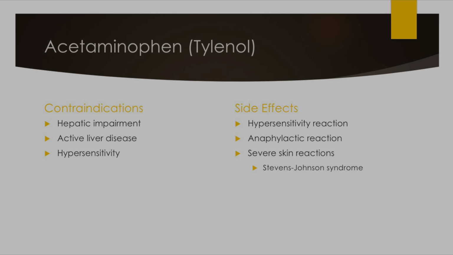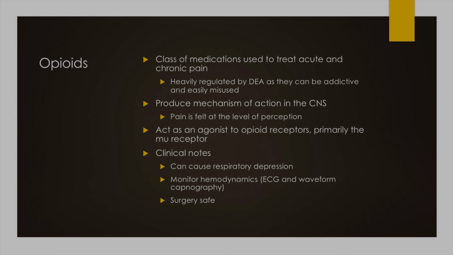Finally, acetaminophen's major risk remains hepatic toxicity, typically seen with high doses, chronic excessive use, or acute overdose when toxic metabolites overwhelm the liver's detoxification pathways. The takeaway is that acetaminophen is safe when used appropriately, but dosing limits and liver function must always be considered. Now let's transition into opioids.